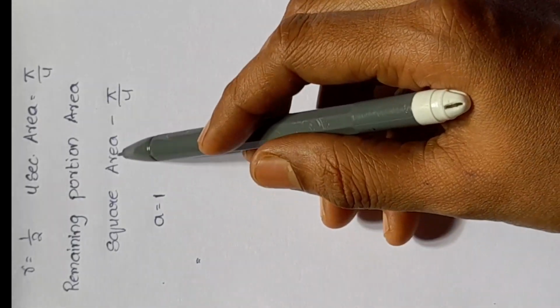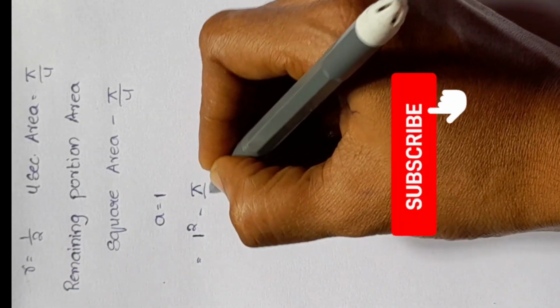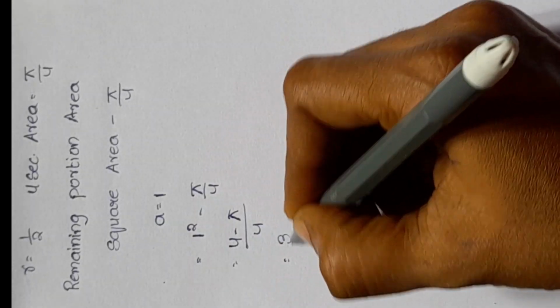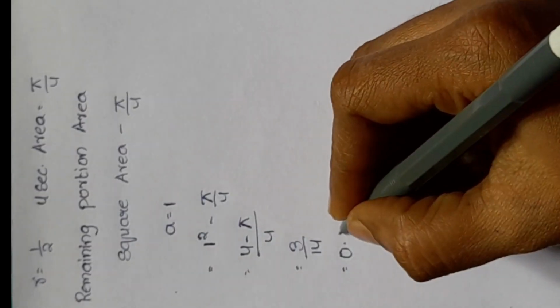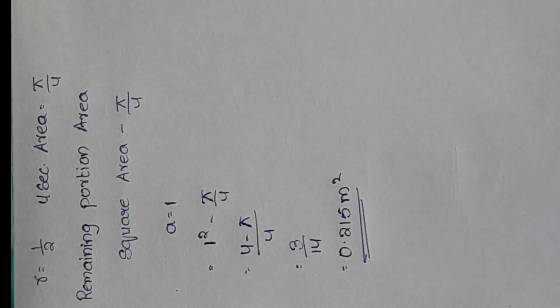Remaining portion area is square area minus pi by 4. Here a is equal to 1. So square area is 1 square minus pi by 4. That is 4 minus pi by 4. We get this as 0.215 meter square, which is the area of the remaining portion.